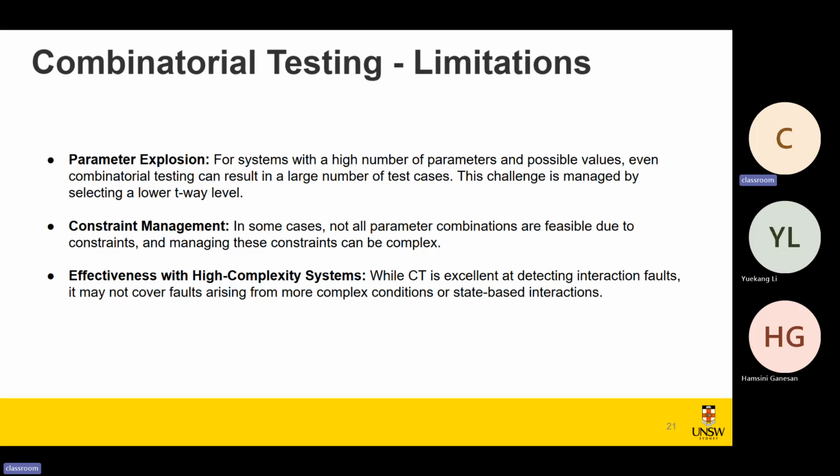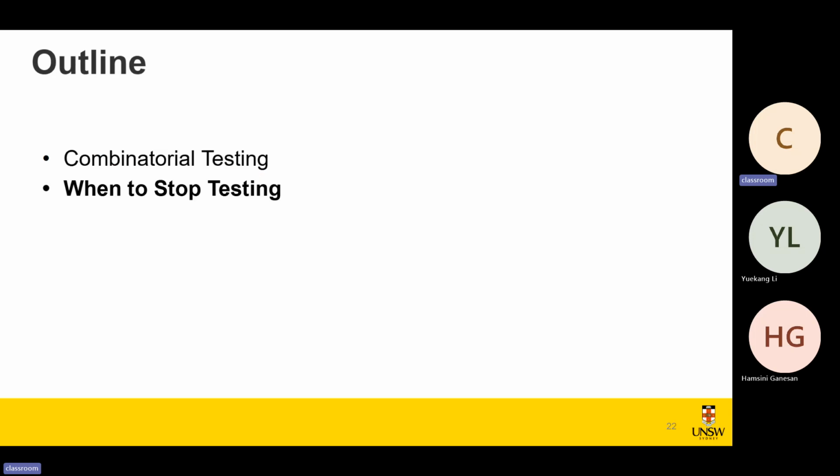For example, there could be some bugs not related to the interactions between input parameters, right? There could be bugs related to the program states. So in that case, we may miss some bugs with combinatorial testing. So that's the last limitation here.